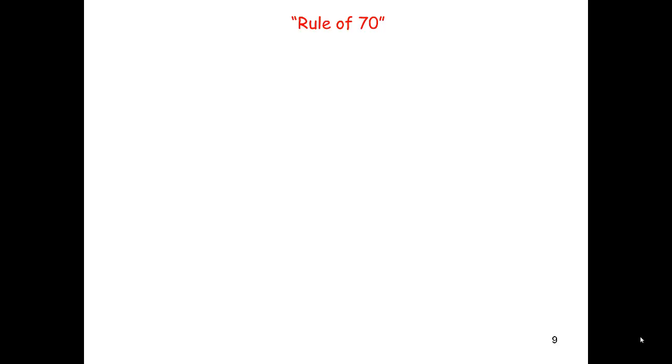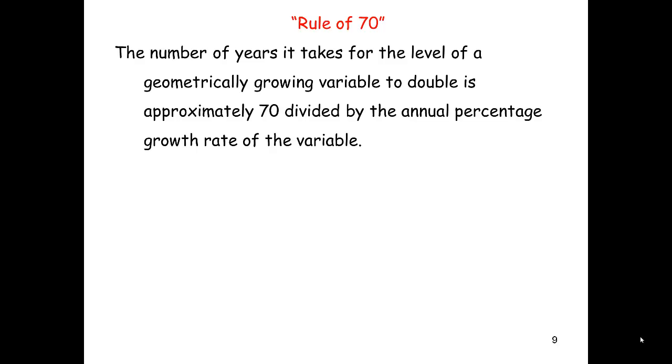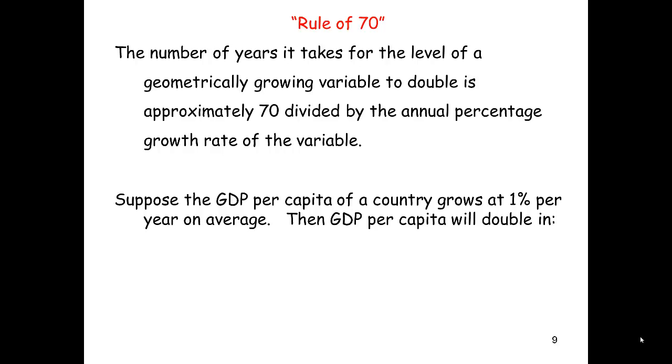Finally, here's a really useful rule for thinking about how long it takes things to grow when there's geometric growth. In particular, there's something called the rule of 70, and it says that the number of years it takes for the level of a geometrically growing variable to double is approximately equal to 70 divided by the annual percentage growth rate of the variable. Now that might sound a little bit complicated, but the rule is very simple.